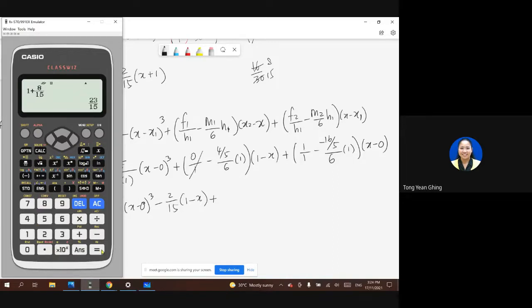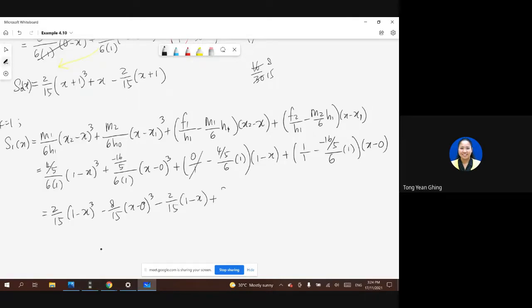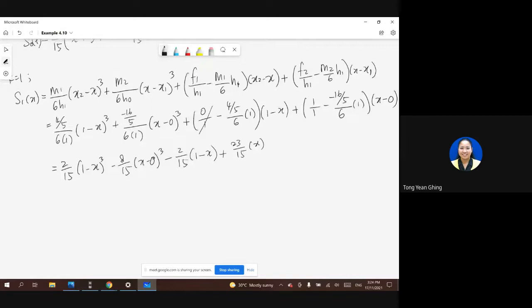Should be 15 plus 8, so 23. 23 over 15, so x minus 0. That means x only. So this can simplify. Some more, no already, right? Correct already, right? So simplify a bit more. This one: 2 over 15 (1 minus x) to the power of 3 minus 8 over 15 x to the power of 3 minus 2 over 15 (1 minus x) plus 23 over 15 x.